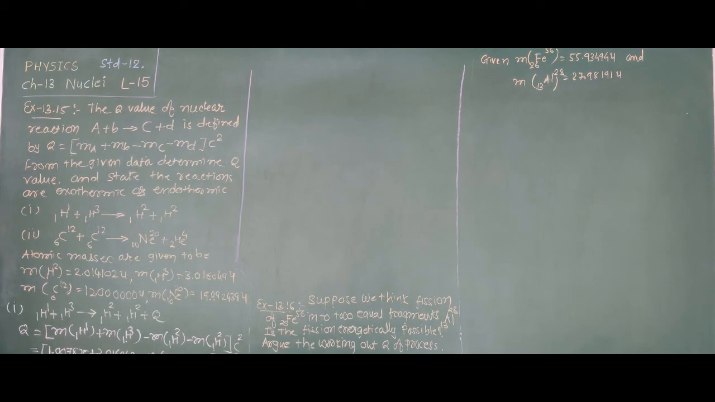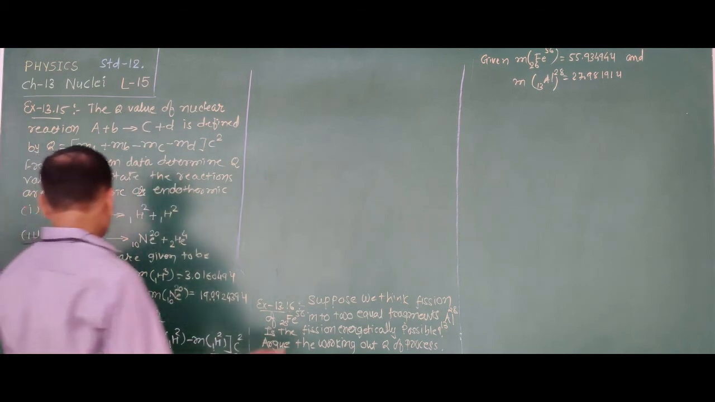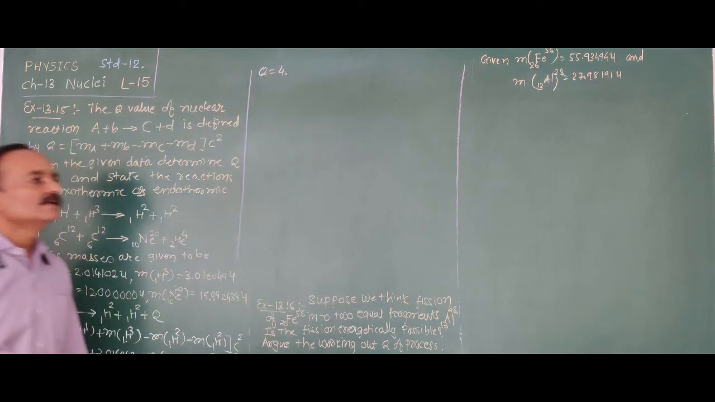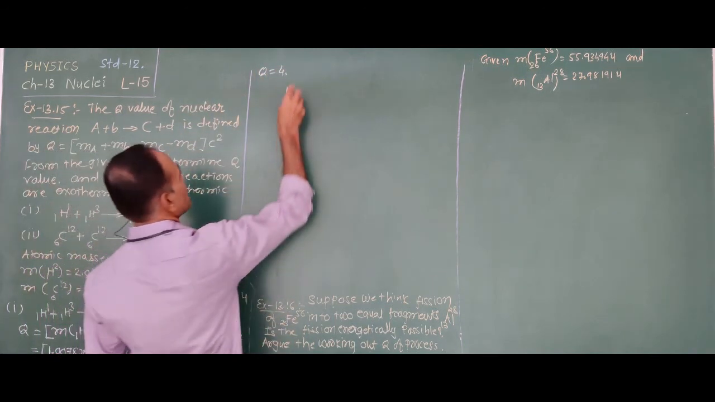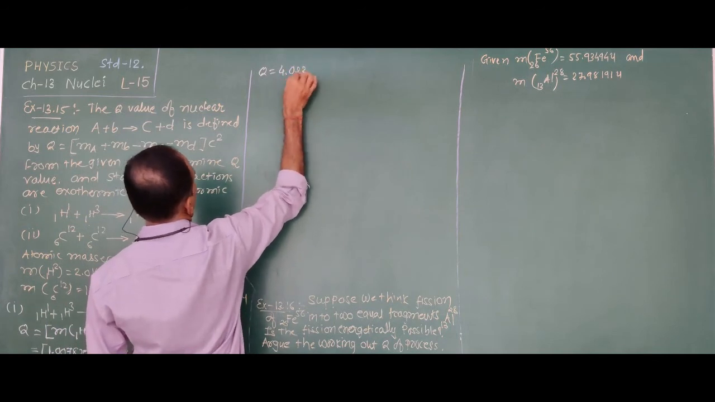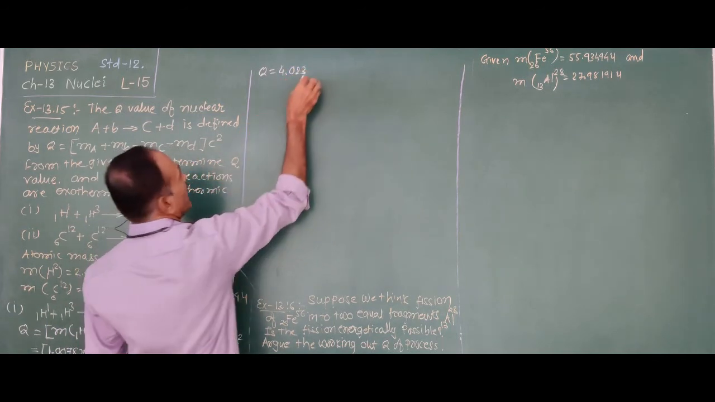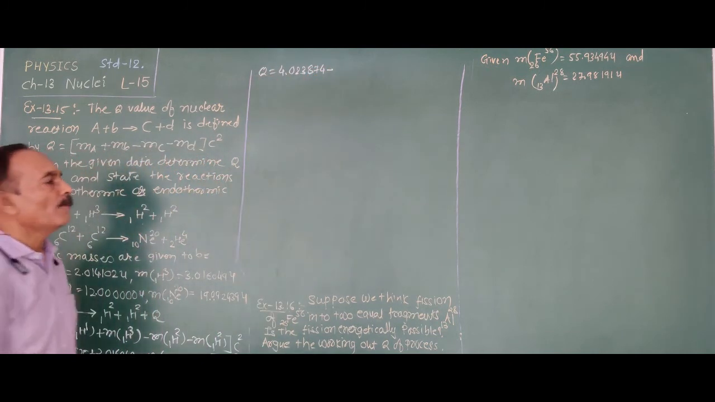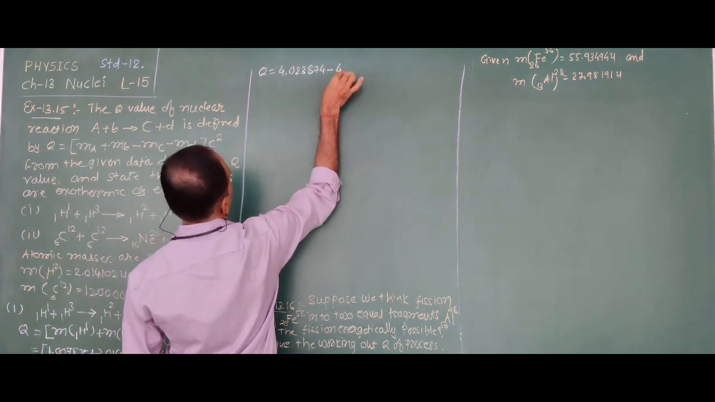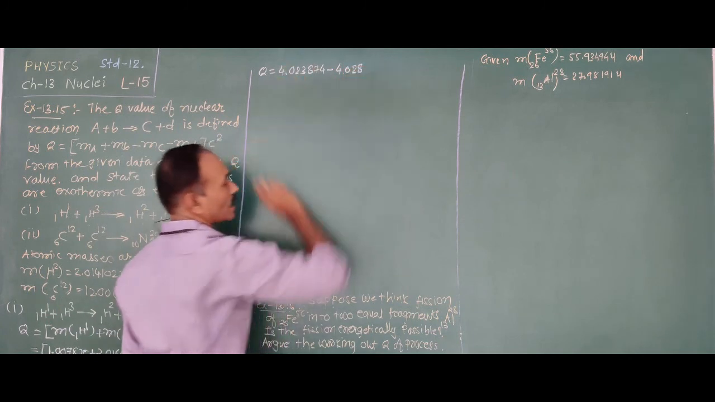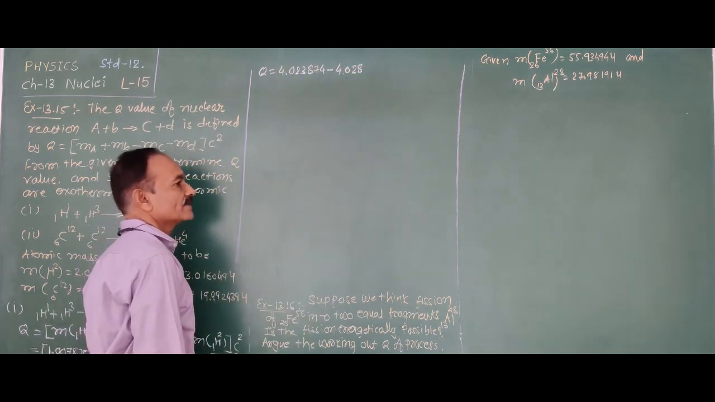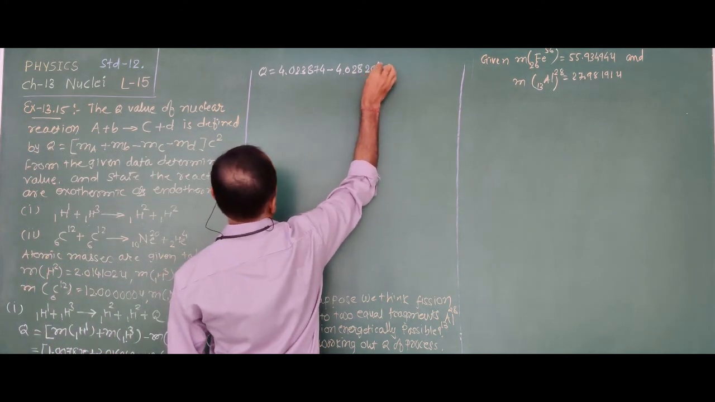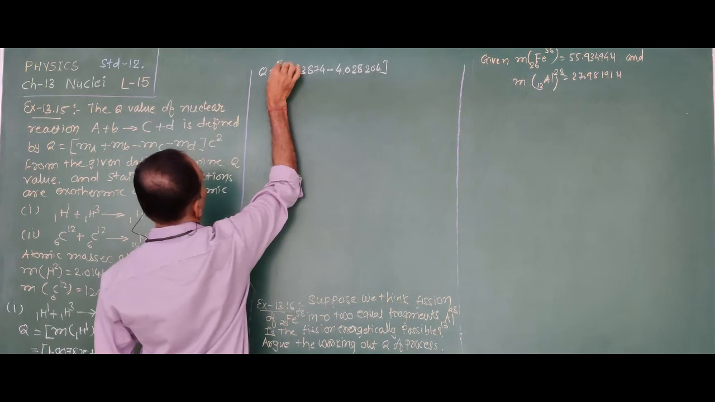Now, as we simplify it, we obtain the Q value is equal to 4.023874 minus 4.028204 u c square.